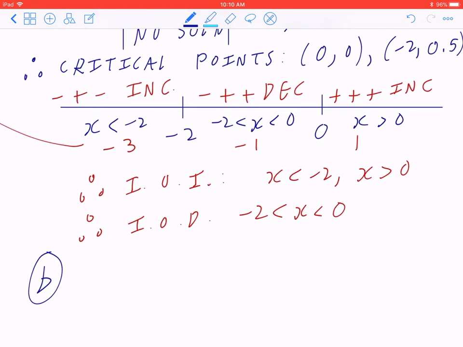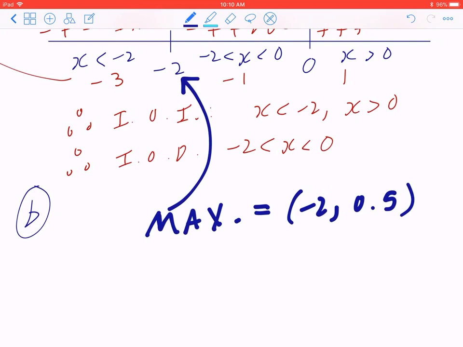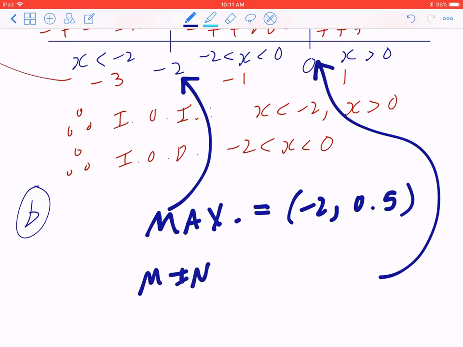The function is increasing, then it's decreasing. So this number is going to be the maximum. And again, you want to form the location. So the maximum is going to be at -2 and 0.5. Now likewise, if you look at the second part, notice the function is decreasing, then it's increasing. That's also known as a minimum. And again, I'm using the first derivative test, and this is located at 0, 0.